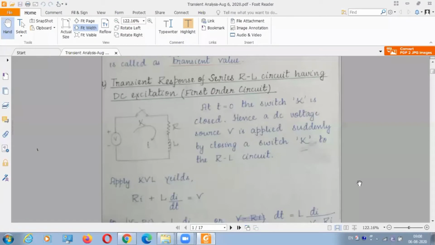Whenever a circuit has energy storage elements, they change their states. If a circuit is connected to a source and then disconnected from the source, the energy storing elements, that is my inductor and capacitors, change their states. State means either it becomes on or it becomes off. So once it will be on, once it will be off. How will the on and off be? It will be short circuit or open circuit.